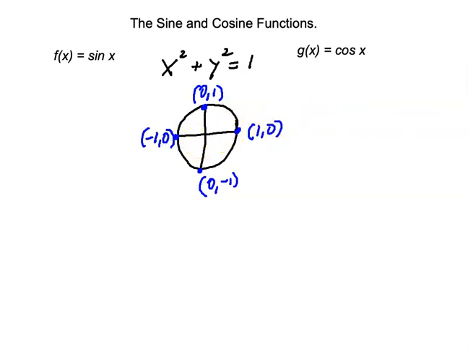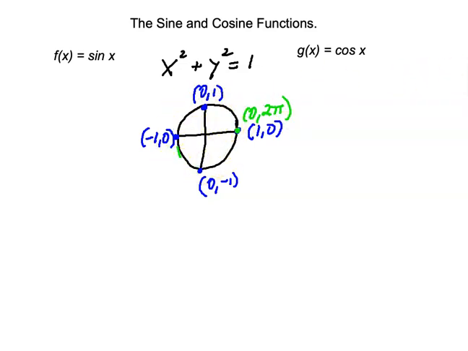What else we need to know is that the circle starts at this point, and this point is going to be 0, and when we go one whole rotation around the circle, we're going to end up at 2 pi. So basically one period around the circle is 2 pi.